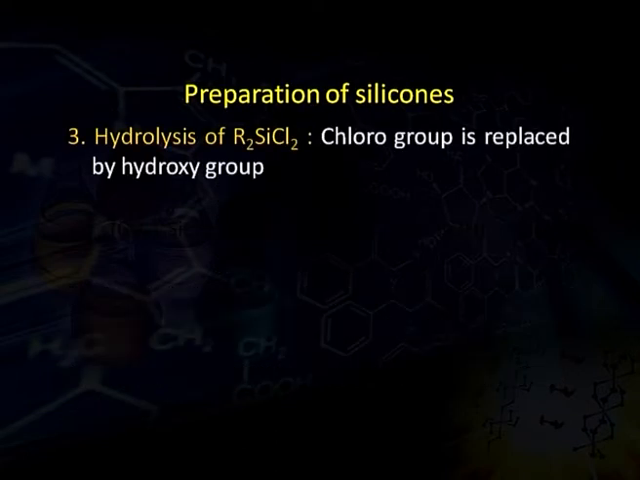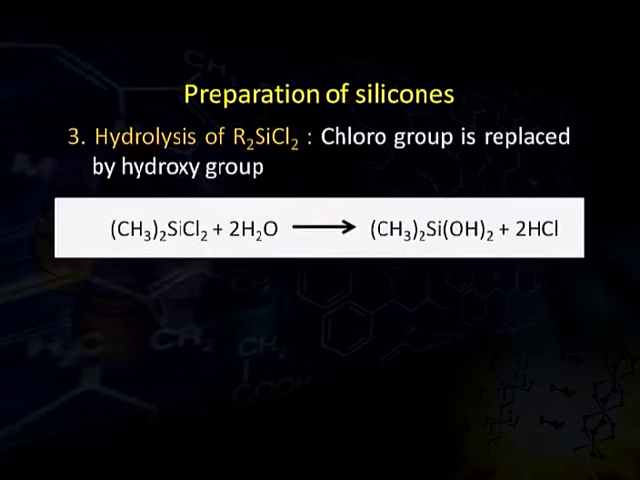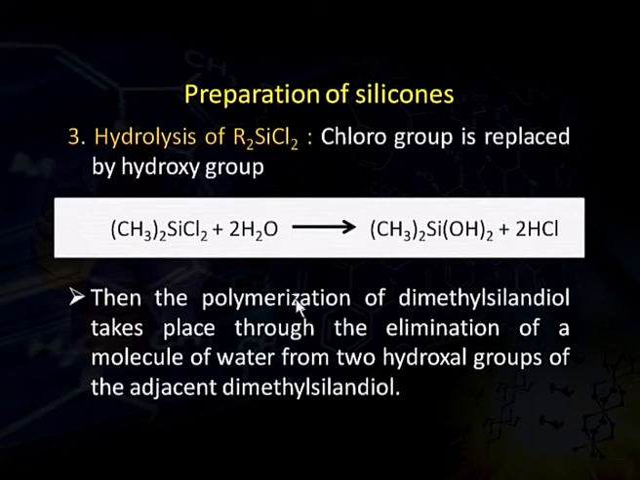The third method is hydrolysis of R2SiCl2. In this method, the chloro group is replaced by the hydroxy group simply by hydrolysis. Here we can see we have dichlorodimethylsilane. On hydrolysis, the 2 chloro groups are replaced by 2 hydroxy groups and we obtain dimethylsilanediol. After this dimethylsilanediol is obtained, polymerization takes place through the elimination of a molecule of water from 2 hydroxyl groups of the adjacent dimethylsilanediol.